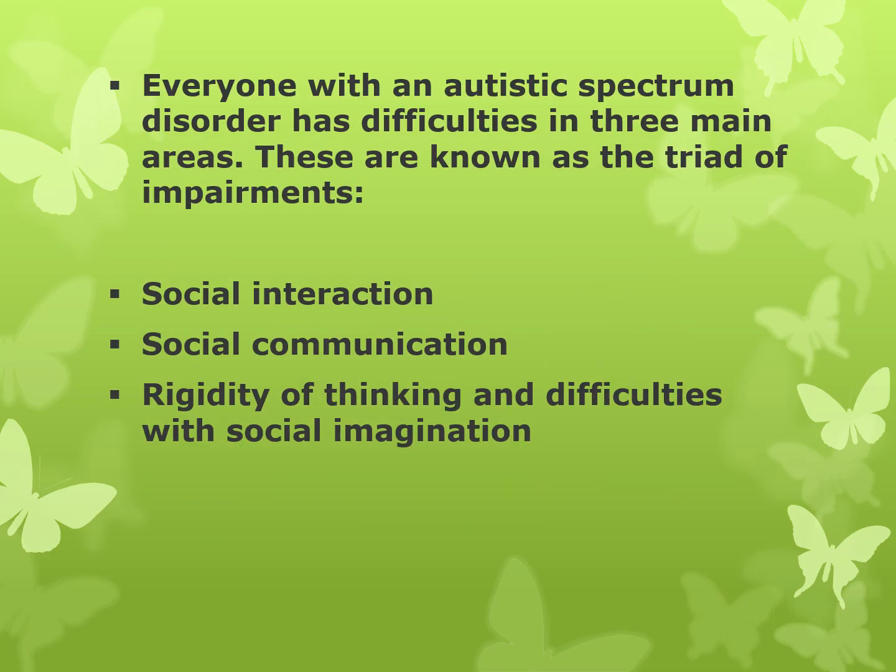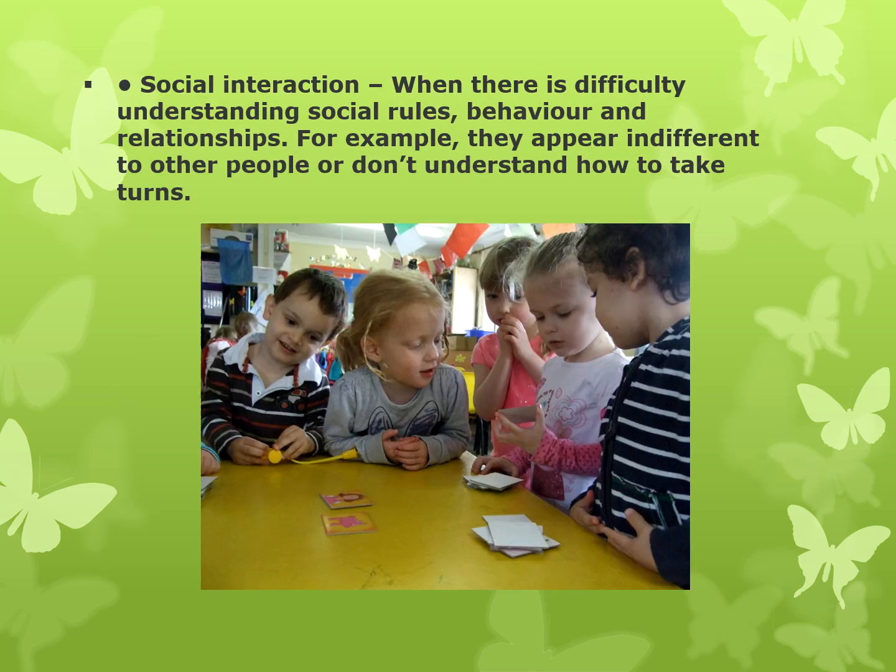Everyone with an autistic spectrum disorder has difficulties in three main areas. These are known as the triad of impairments. And these are social interaction, social communication, and rigidity of thinking and difficulties with social imagination. Social interaction: where there is difficulty understanding social rules, behaviour and relationships. For example, they appear indifferent to other people or don't understand how to take turns.